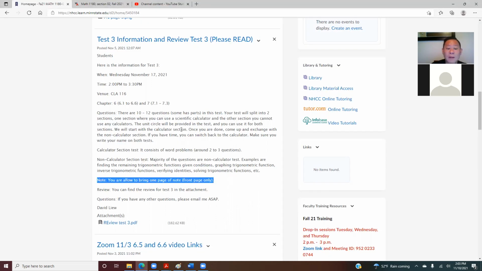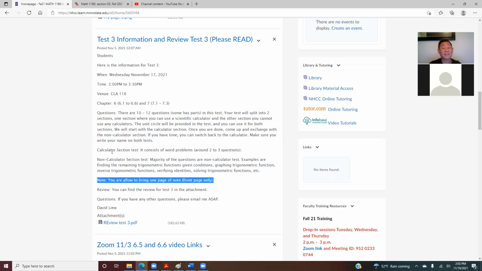You will start with the calculator section first. Once you're done with the calculator part, you can come up front and exchange it for the non-calculator part. If you have time, you can switch back. Make sure you write your name on both tests. The calculator part consists of word problems, around 2 to 3 questions. So it's a very short calculator section.